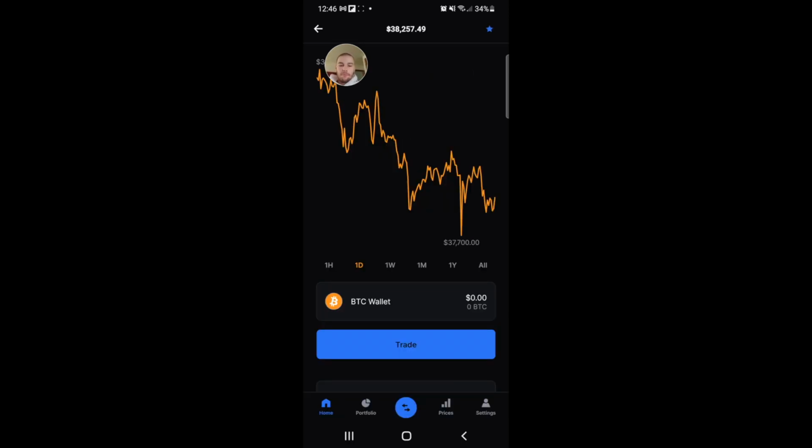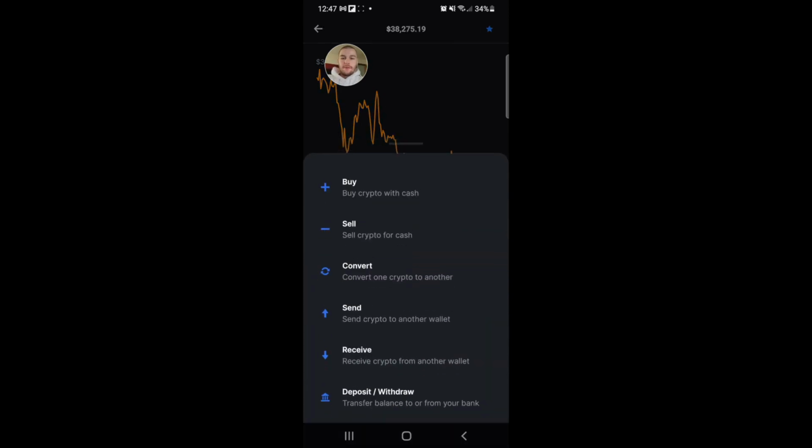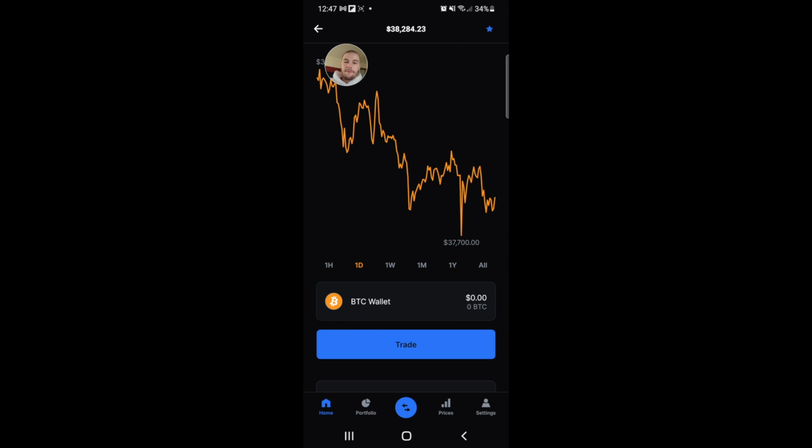By clicking this blue button down here at the bottom, you can see here, obviously we have our normal buy, sell, convert, but this is also where we're going to go if we want to send different currencies off of Coinbase and to our wallets. And that's how you go about actually owning your coins, like we talked about in the beginning of the video. But that's really it for Coinbase.